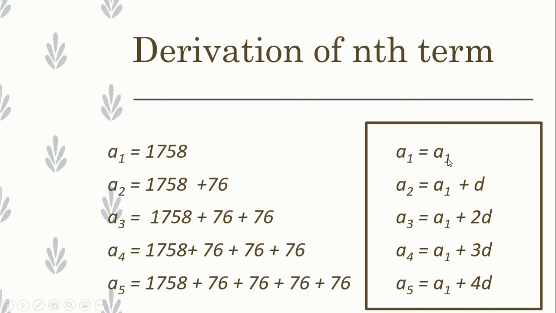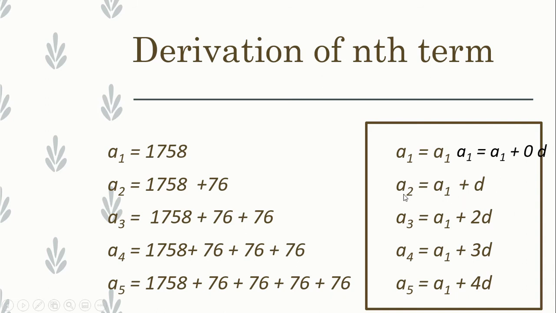How about the coefficient of the common difference? This equation is the same as a sub 1 is equal to a sub 1 plus 0 times d. In this equation, what is the coefficient of the common difference? That's right. The coefficient of the common difference is 0. Now, let's proceed to the second equation.